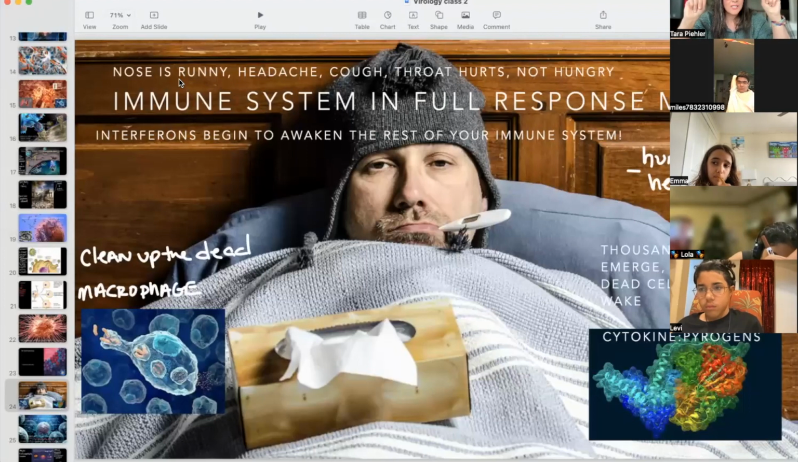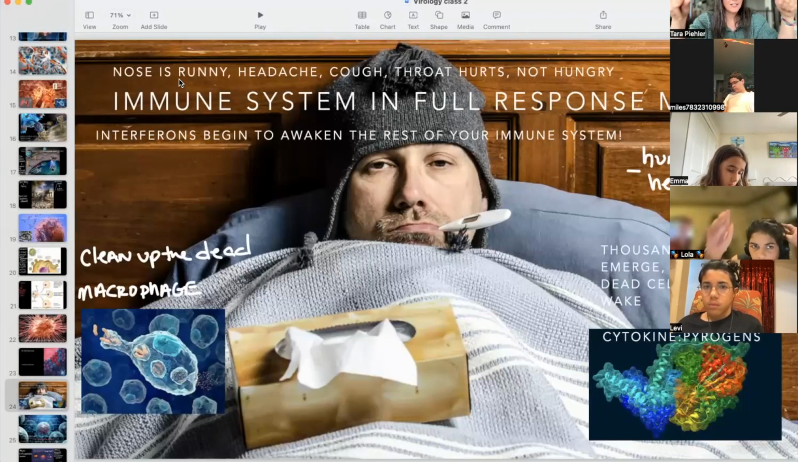So your immune system goes, send out the pyrogens, right? And it goes to your brain. And then your brain says, oh, we have a problem. We need to heat up our body to give our immune system a fighting chance against this virus.